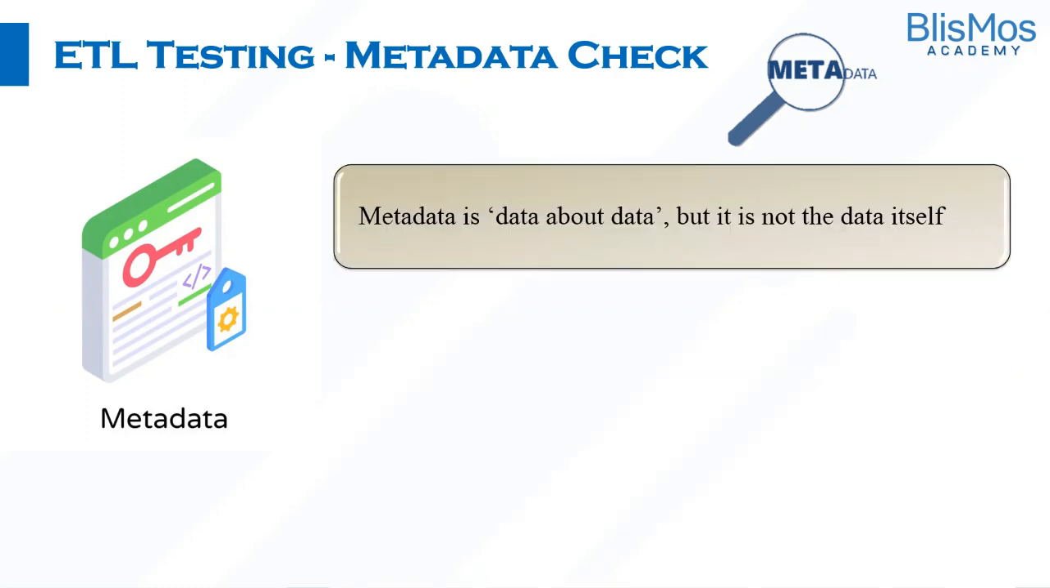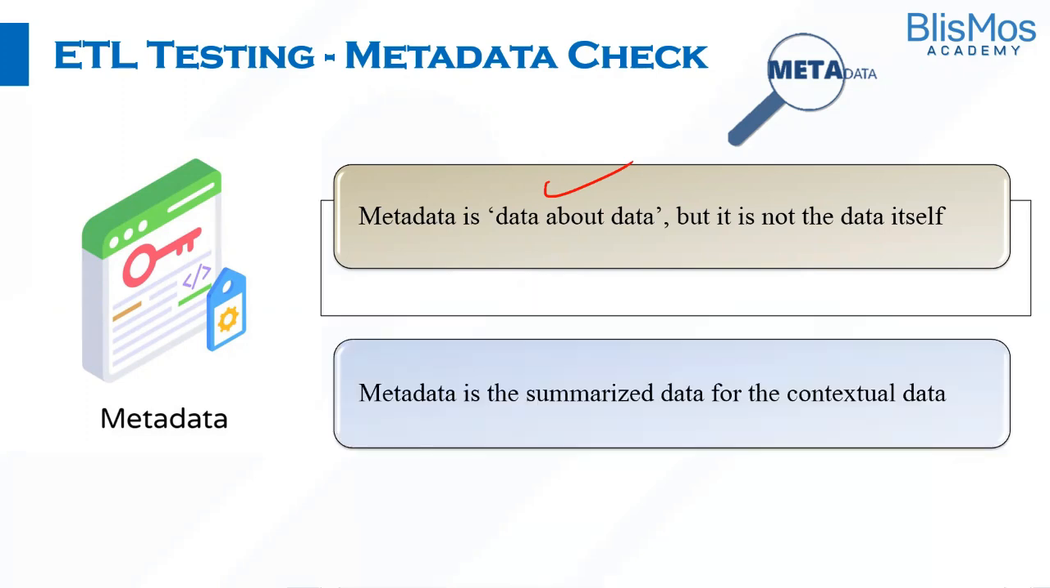So what is metadata? Metadata is data about data. But remember, it is not the data itself. It is the data about the data. Metadata is the summarized data for the contextual data. What is contextual data? Contextual data, you can think of as any background information that provides an understanding of an event, person, or item, which is the real data used for analysis and all those things. So metadata is the data about the data. Metadata is the summarized data.